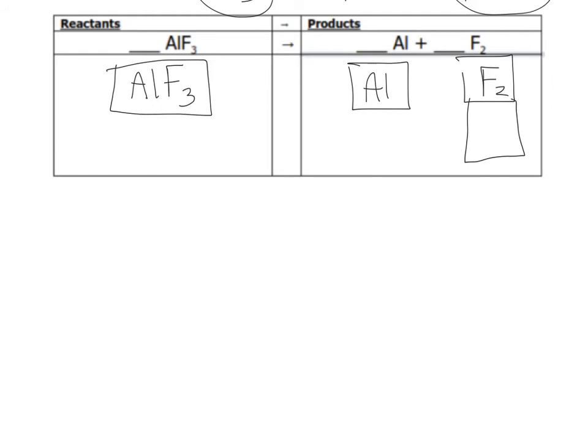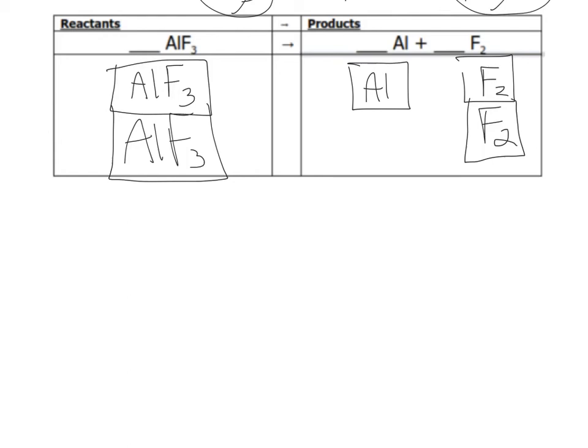Now what I'd really like to do is just add 1 F, but I'm not allowed to do that. I have to duplicate the formula as it is. So that gives me 4. It's still not balanced, so I'm going to go to the side where I only have 3, and I'm going to duplicate that formula. Update. I've got 6 F's and 2 Al's.